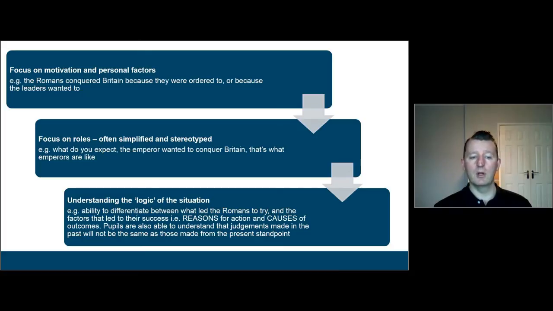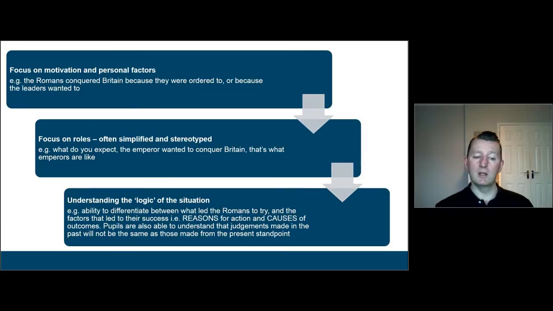For example, what do you expect? The emperor wanted to conquer Britain. That's what emperors are like. Emperors are crazy about expanding their territory and becoming stronger and stronger. So it's not related to the personal motivation of Claudius, but it is related to a slightly simplified notion of what someone does when they're in their office.